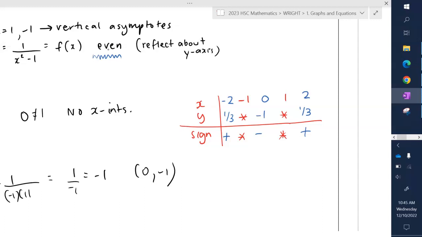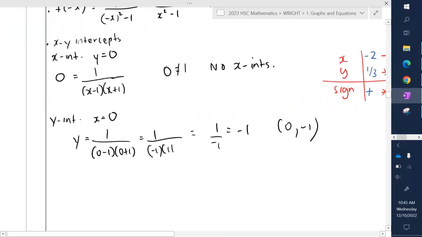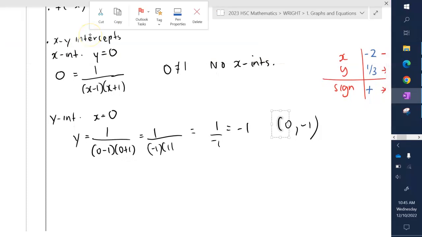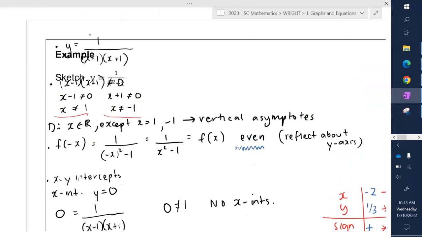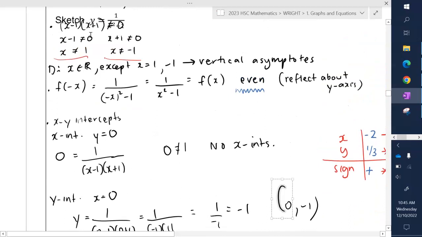Okay, now the next thing that we needed to have a look at were our vertical and horizontal asymptotes. So now we've done our vertical asymptotes, haven't we? That was the ones we figured out right at the start, that x can't equal 1 and x can't equal minus 1. So x equals 1 and minus 1 are our vertical asymptotes. But we can do our horizontal asymptotes now. So let's do that. Let's scroll down a little bit.